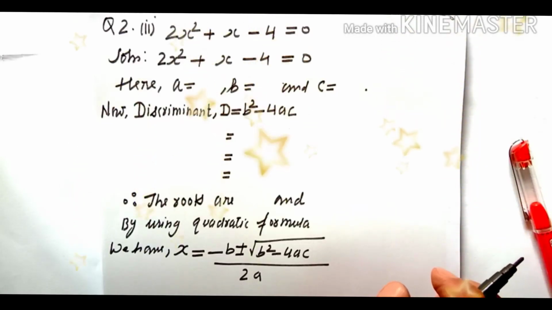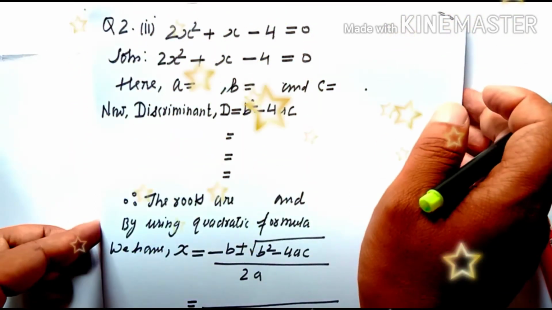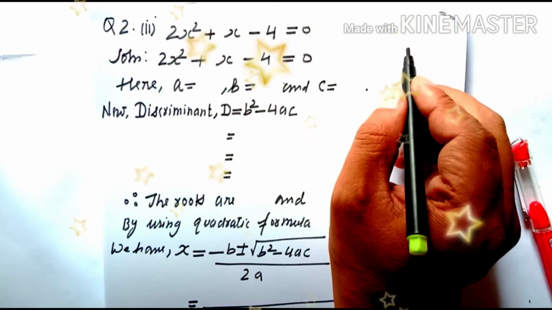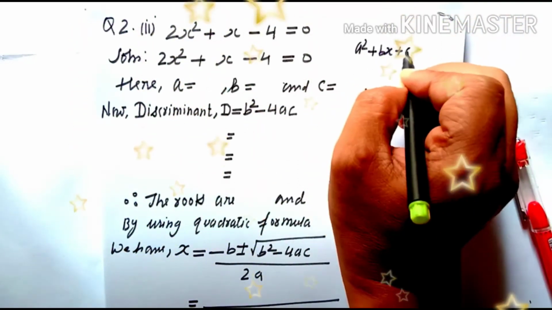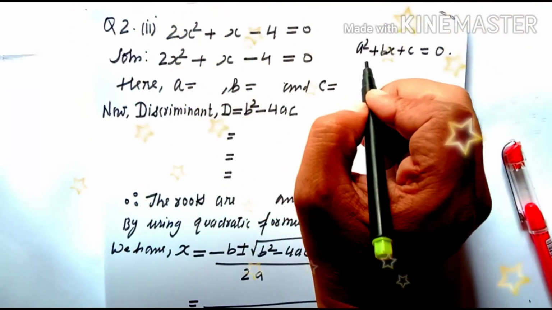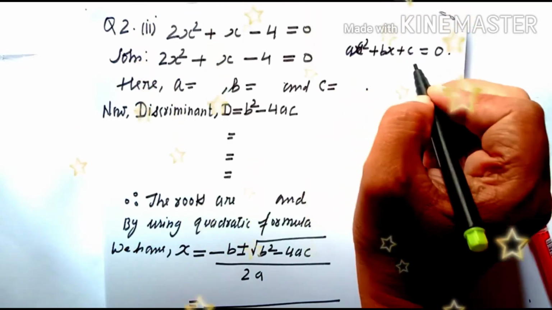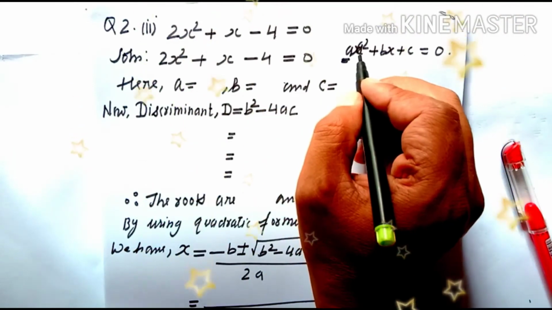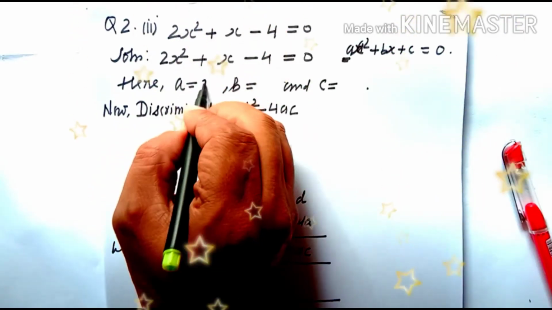Question number 2, sub question number 2, 2x squared plus x minus 4 equals 0. So before we start here, let's recall the standard form of the quadratic equations. So we have ax squared plus bx plus c equals 0. Now here, first get the values of a, b and c. So here, ax squared plus bx plus c equals 0. So a means you'll have to take the coefficient of x squared, which from the given equation, the coefficient of x squared we have 2.